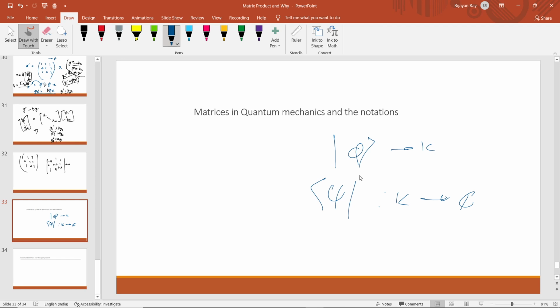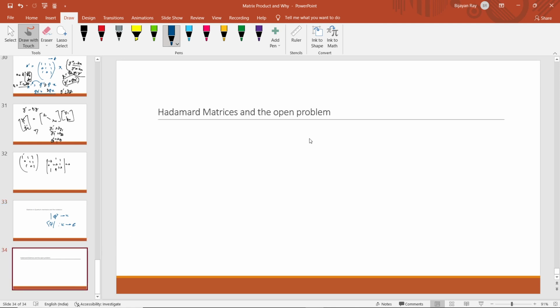This is a special kind of vector space, and that is where Schrodinger's equation comes out. This is the wave function, whose modulus squared gives the probability. Anyway, let's just move on to Hadamard matrices. This is something that I might know a bit.